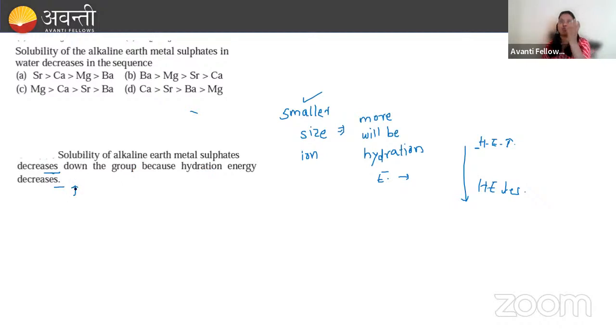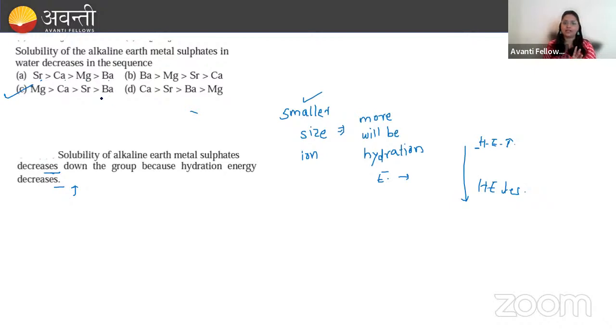So the metal that is small, whose size is small, has more hydration energy, and because of that its solubility in water will be more. So when we talk about alkaline earth metals, which has the smallest size? Strontium, calcium, magnesium, barium. These are our metals. So which has the smallest size here? Magnesium, then calcium, then strontium, and then barium.